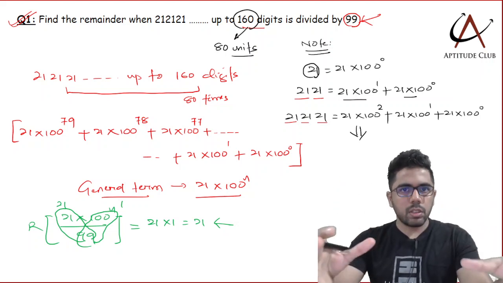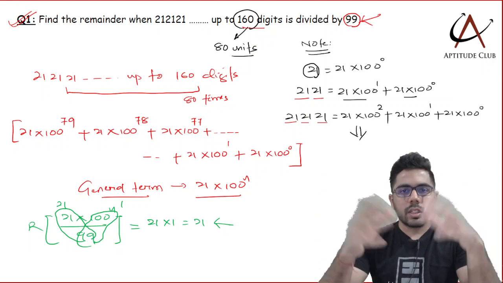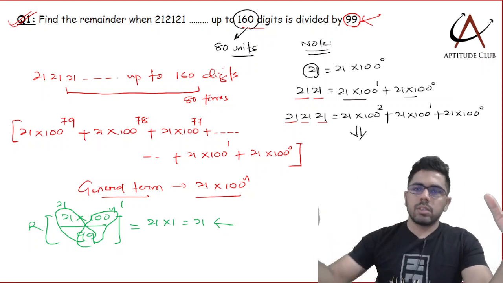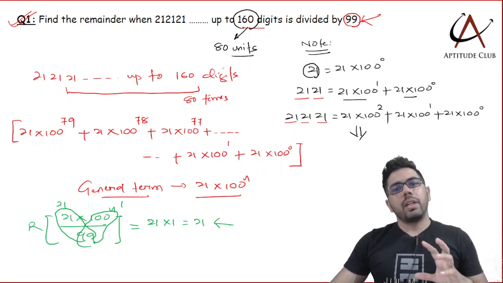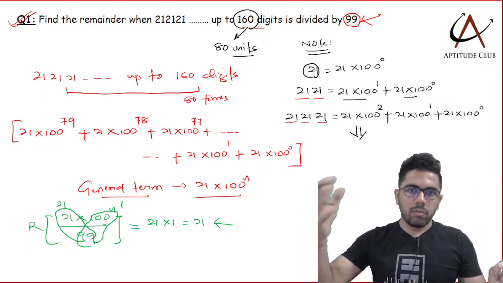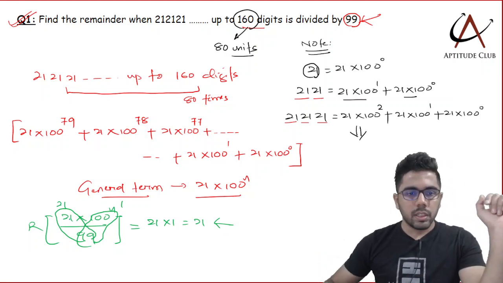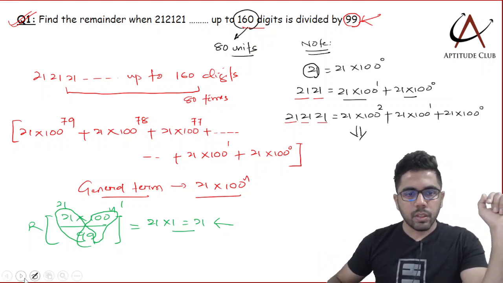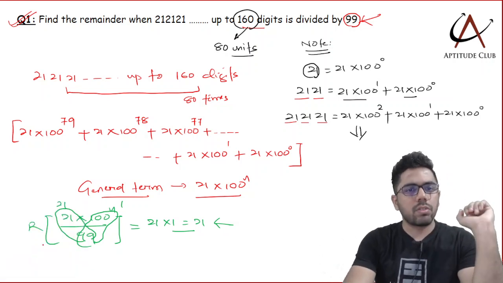If you are not able to understand this, please watch the first two theorems. This is a very easy thing. 100 to the power n means 100 into 100 into 100, n times multiplied. Every time 100 is divided by 99, the remainder is 1. So 1 into 1 into 1, n times. The remainder of a product is the product of remainders. That principle we are using. Once you understand this, the question is solved.